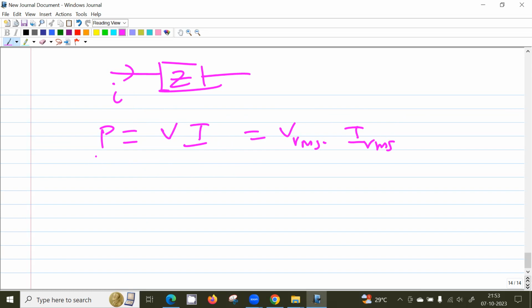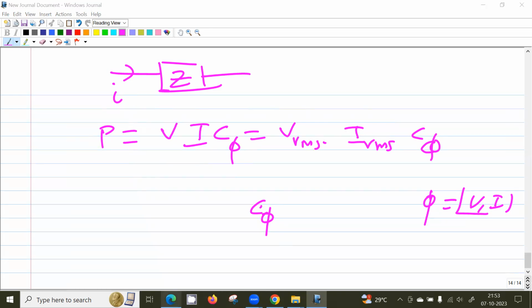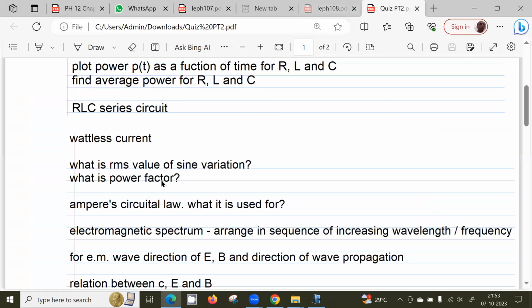But for an inductor, we know this power is 0, right? And for a pure capacitor, the power is 0. So it's actually V into I into cos phi, where phi is the phase difference between the voltage and the current phases. So for a pure inductor, this will be either plus 90 or minus 90. And for a capacitor, again plus or minus 90. But for a resistance, the phi will be 0. So this cos phi is called the power factor.